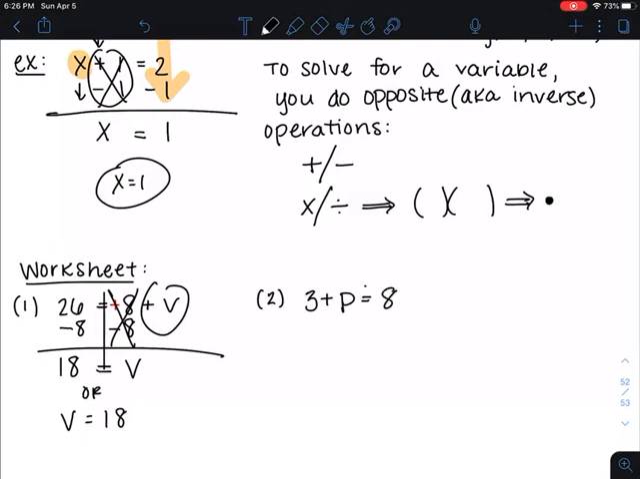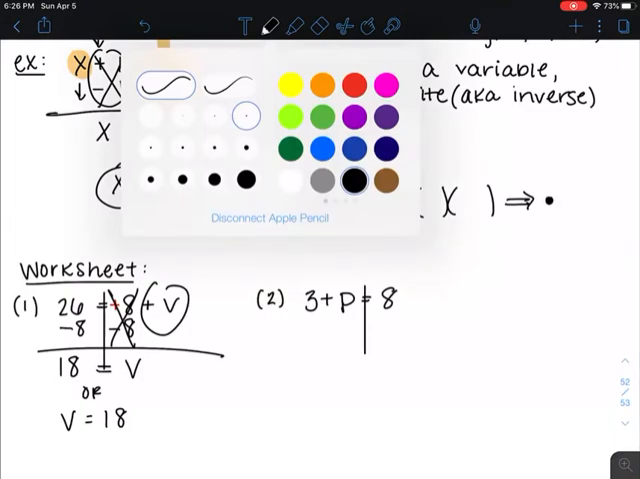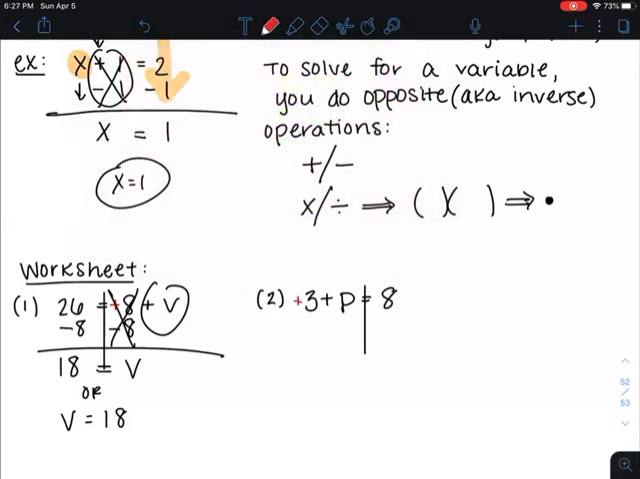Let's look at number 2. Number 2, we have 3 plus P is equal to 8. I'm going to draw my line down the equal sign. Again, I have an invisible plus sign because my 3 is positive. The opposite of a positive is a negative, so I'm going to do negative 3, because my goal is to get my variable by itself.